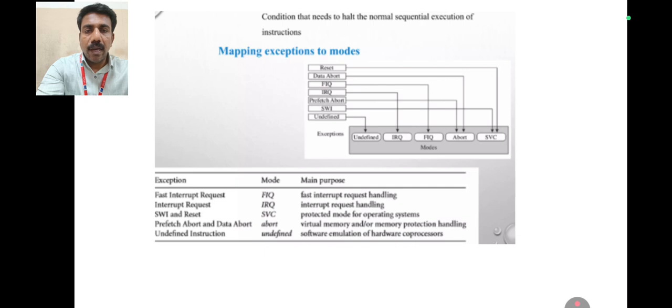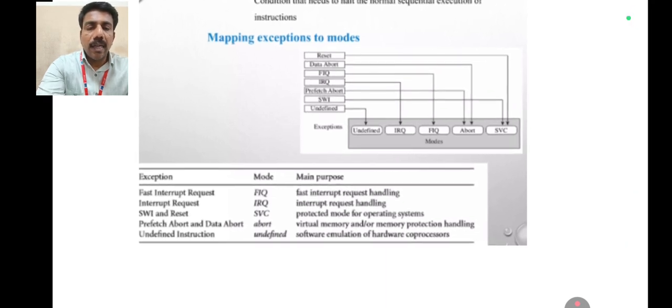The second one is the interrupt request, IRQ. It is used for interrupt request handling. Next, SWI and reset. It is an SVC mode. It is used in protected mode for operating systems. Prefetch abort and data abort. It is an abort mode. The main purpose is virtual memory or memory protection handling.